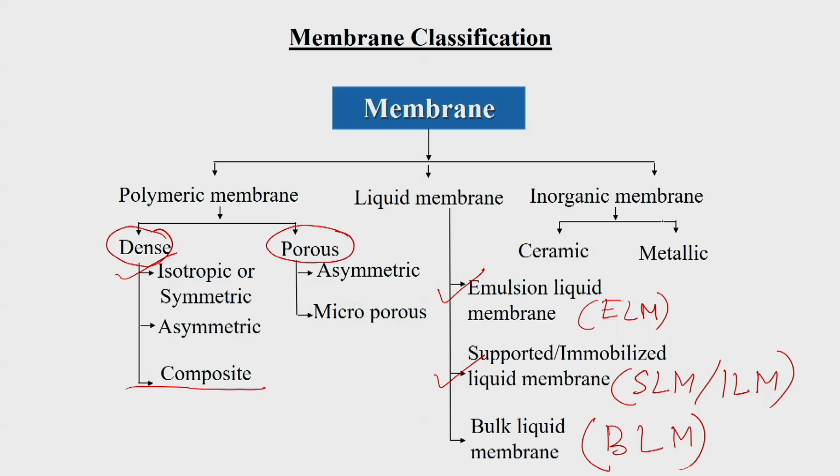And the third type of membrane is the inorganic membrane. There we have the ceramic membrane as well as the metallic membrane. Out of the ceramic and metallic membranes, the ceramic membrane is widely used for many applications, and the ceramic membrane has advantages over the other two types of membranes, the polymeric membranes and liquid membranes. We will be discussing this in detail after that.